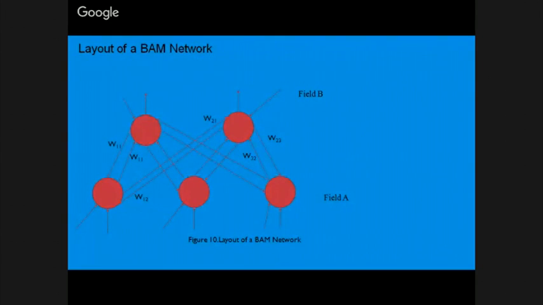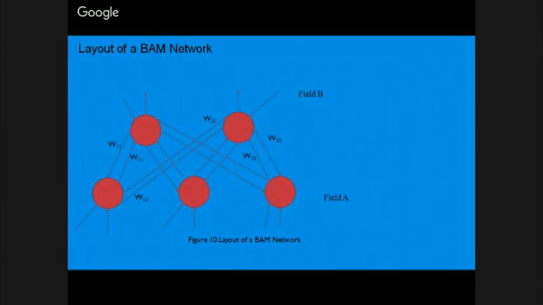Now we come to heteroassociative memory, because you have seen that the Hopfield network is auto-associative. The input pattern and the output pattern being recalled are the same. Now in the heteroassociative memory, we will have two layers. So we have field A and field B. We have two layers of neurons, and in each layer, every neuron in a particular layer is connected to every neuron in the other layer.